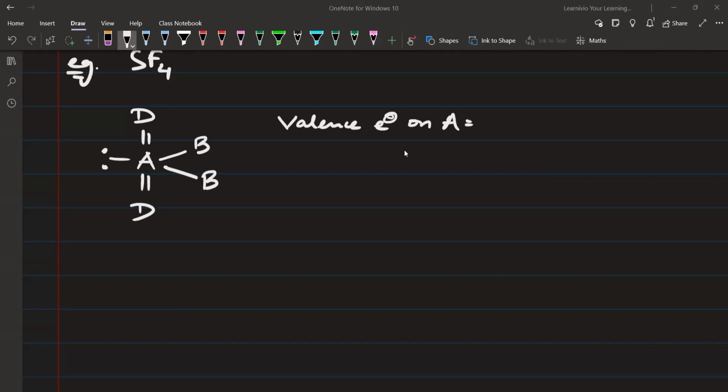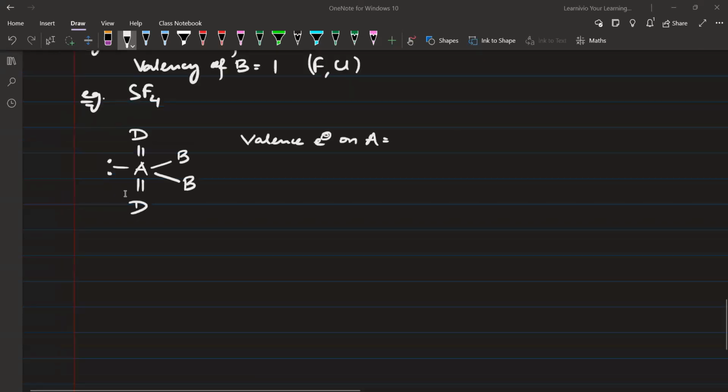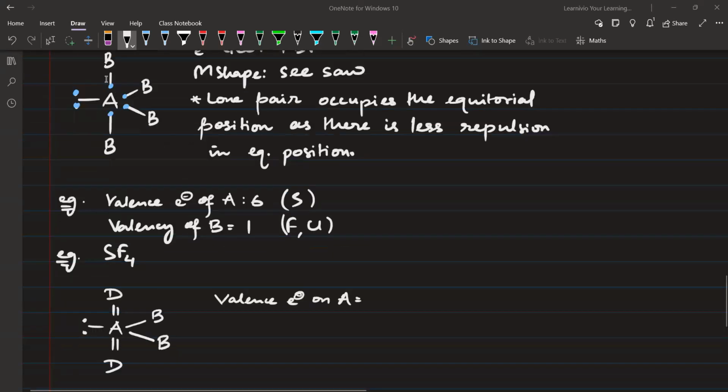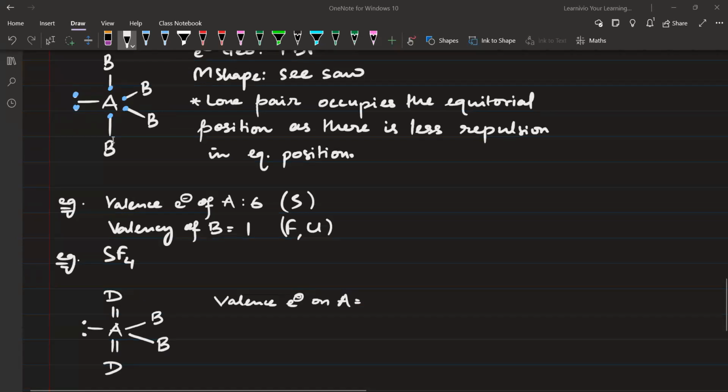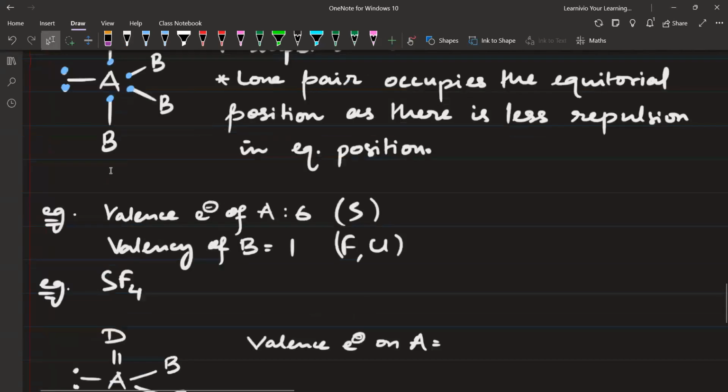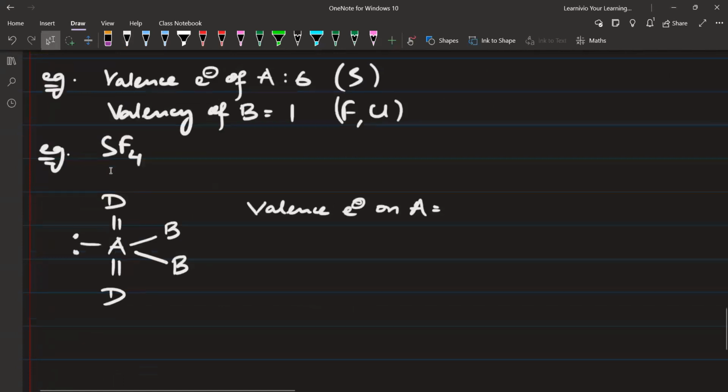Valence electrons on A will be: count the number of bonds it is making. See the previous case. How many bonds was it making? In the previous case it was making 4 bonds. Now this is the lone pair; ignore the lone pair for counting bonds. A bond is between two atoms only, right? So 4 bonds in the previous case, and one lone pair. Total valence electrons was how much? 4 bonds plus 1 lone pair. Total valence electrons? 6.